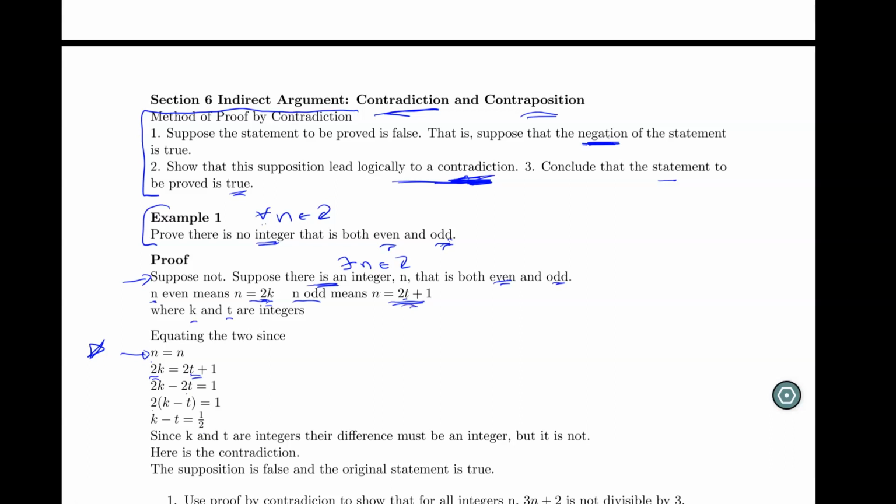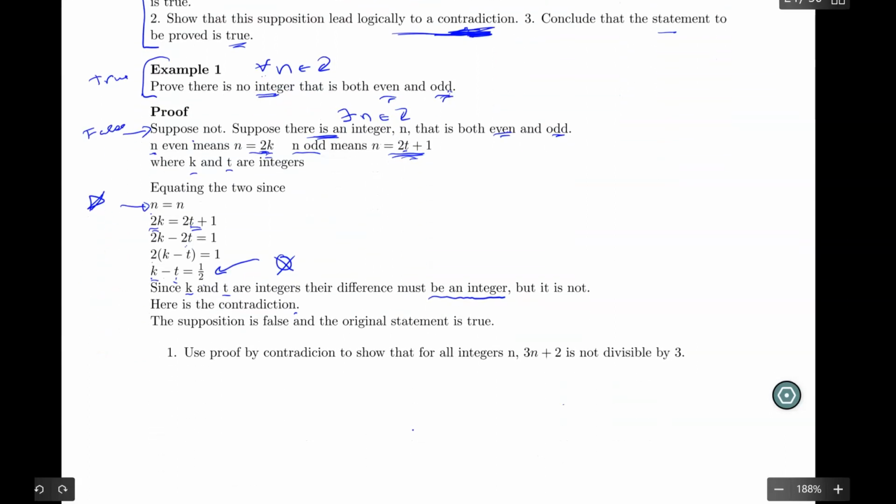Then I'm going to pull the 2t over to the left side, factor out the 2, and I'm left with k minus t is equal to 1/2. So what do I know about k and t? k and t are integers. If I take two integers and subtract them, their difference must be an integer, but it's not. That's the contradiction. You just have to say this in words, and some people like to use a circle with an X through it. That means a contradiction. Since this is false, this must be true, because we just proved it. So we've proved it by contradiction.